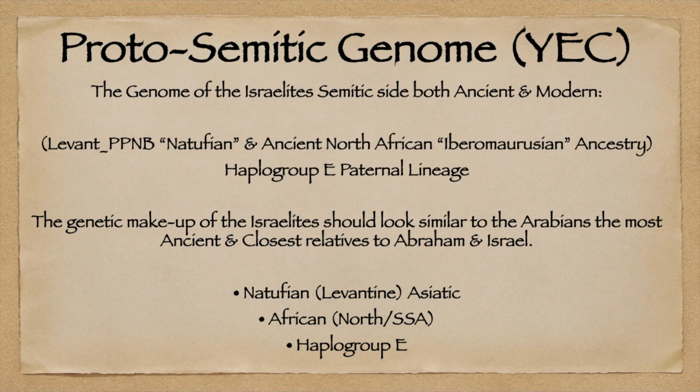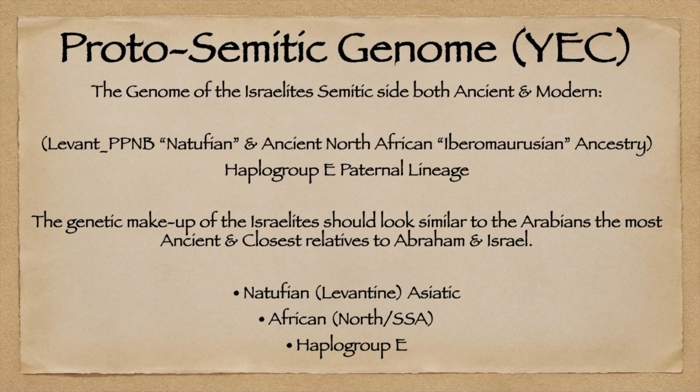Also, the paternal lineage will be haplogroup E. The genetic makeup of the Israelites should look similar to the Arabians, the most ancient and closest relatives to Abraham and Israel. So therefore, again, it will be Natufian Levant, which would be the Asiatic side, and African, North African, and with some Sub-Saharan African, as well as haplogroup E. This is what I'll look for in the ancient Israelite Semitic side.